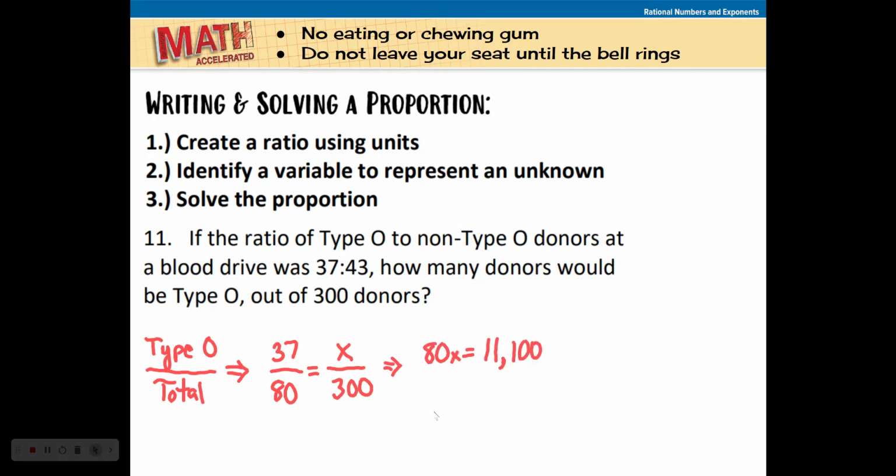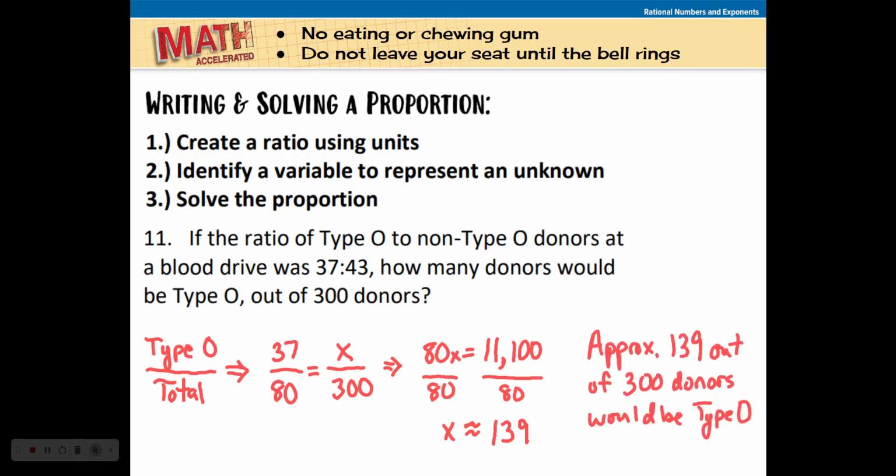So our proportion is 37 over 80 equals x over 300. Go ahead and cross multiply. We get 80x is equal to 11,100. Divide both sides by 80. We get x approximately equal to 139. It's 138.875. So that can round up to 139. So approximately 139 out of 300 donors would be type O.